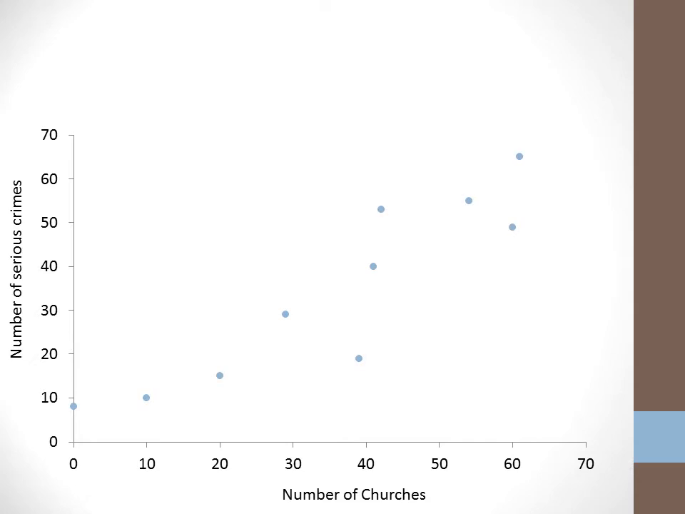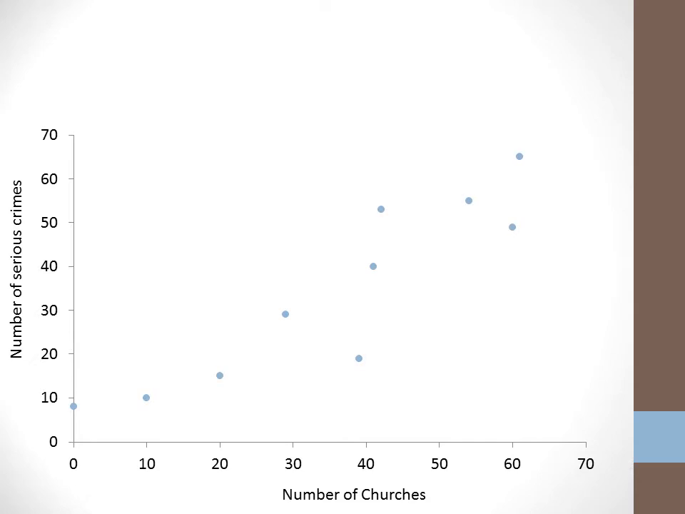Does this relationship mean that churches cause crime? Does it mean that crime causes the creation of more churches? It should be clear that the answer to both is no. Although there is a strong correlation between churches and crime, the real cause of this relationship, in other words, the underlying variable that is driving this relationship that we have not measured, is the size of the population.